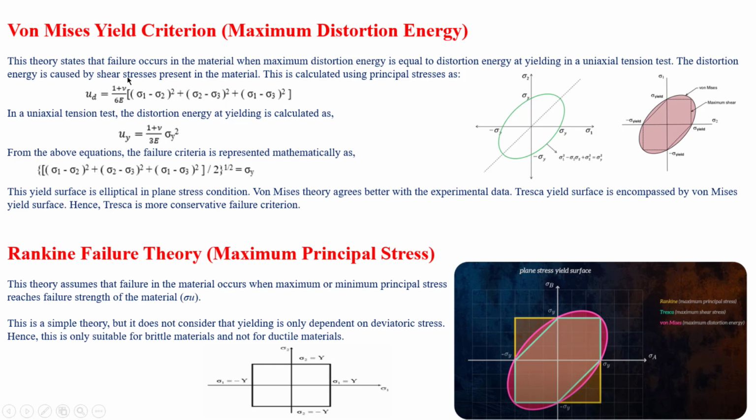When you take these two into account, you'll have the final formula: the square root of ((sigma 1 minus sigma 2) whole square plus (sigma 2 minus sigma 3) whole square plus (sigma 1 minus sigma 3) whole square) by 2, which is equal to sigma y. Once you consider this and draw the elliptical diagram, it represents the maximum distortion energy, and inside this the Tresca diagram will fit. So we can say the von Mises theory agrees better with the experimental data.